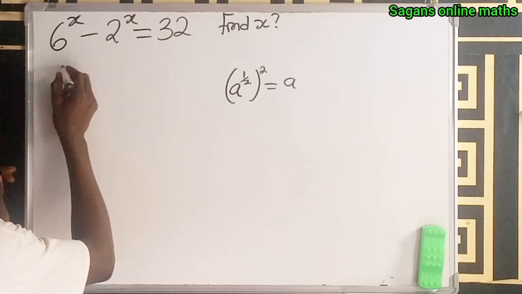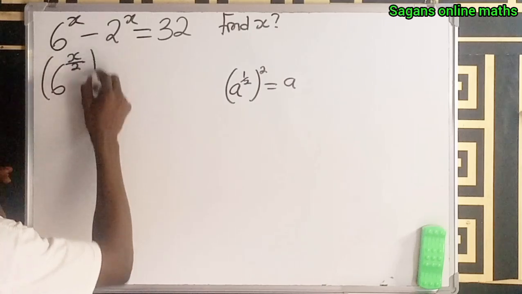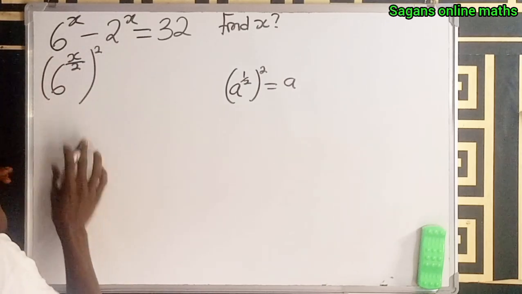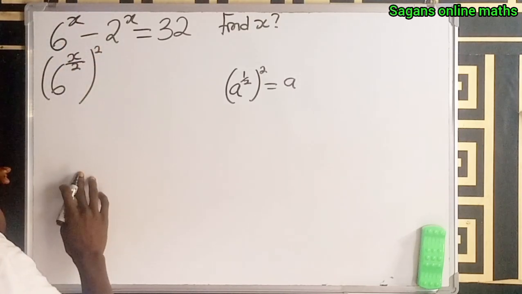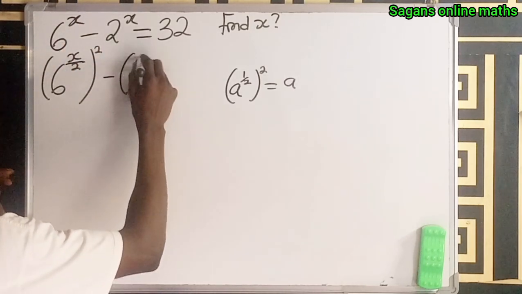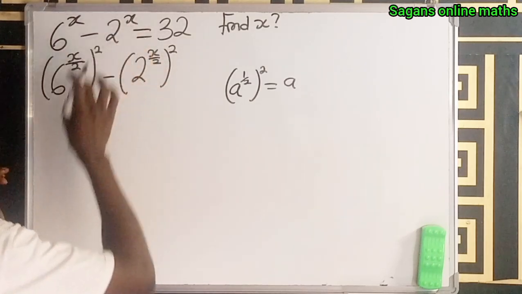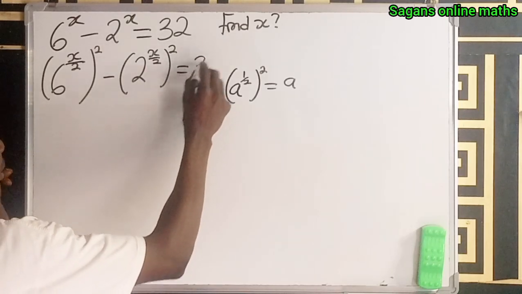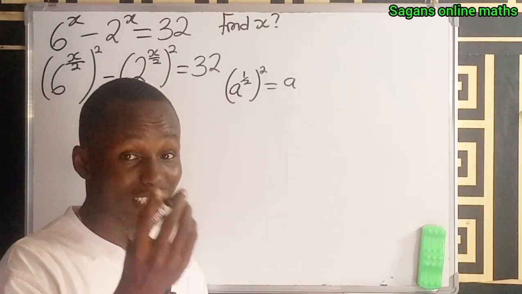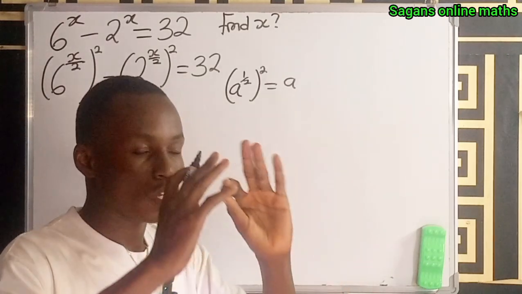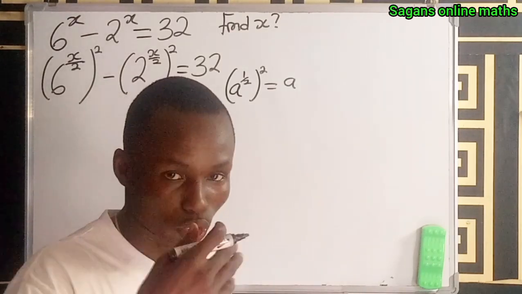I can write this as 6 to the power of x divided by 2, all to the power of 2. There's nothing wrong. This, 6 to the power of x divided by 2 all to the power of 2, is the same as 6 to the power of x. Then minus 2 to the power of x divided by 2, all to the power of 2, is the same as 2 to the power of x, equals 32. By obeying this, wow, the properties of indices is very interesting, amazing when solving some questions that seem not to be solvable. But by obeying the properties of indices, that question can be solvable.